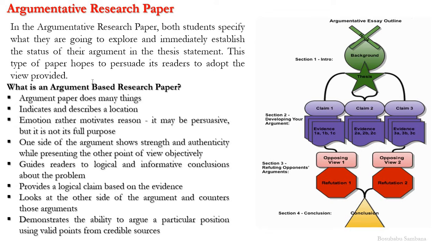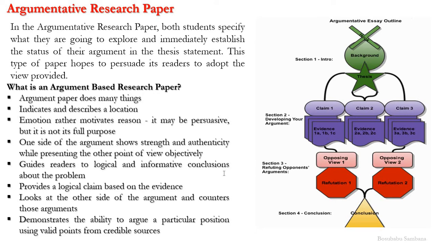Then, what is an argument based on a research paper? First, an argument paper does many things. It indicates and describes the particular location or paragraph or particular point of the problem. Then it presents views rather than emotional motivation. That means it may be passive, but it is not fully persuasive. It is a logical analysis method. One side of the argument shows strength and authenticity while presenting the other point of view objectively. It guides readers to a logical and informative conclusion about the problem.